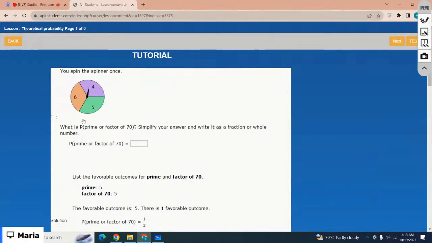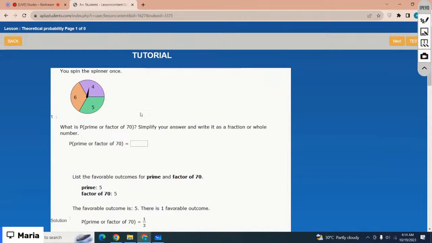You spin the spinner once. What is the probability of prime or factor of 70? Simplify your answer and write it as a fraction or whole number. Okay, so the prime number only here is 5, right? And the factor of 70 only is 5, right? That means the probability for prime or the factor of 70 is 1 out of 3, right?